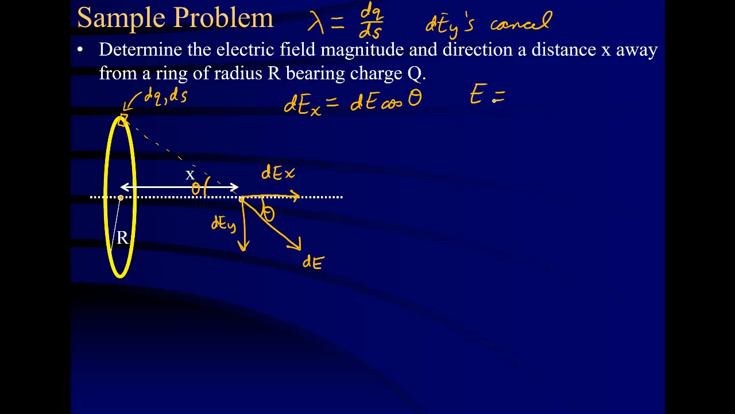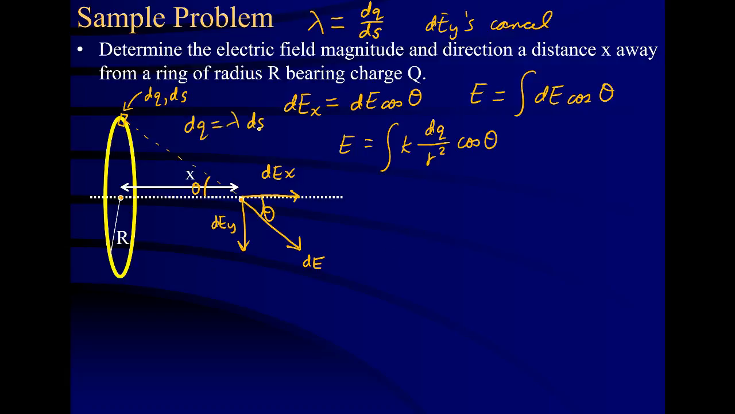So the electric field is going to be the integral of dE cosine theta. Now remember that dE is k dq over r squared cosine theta. And again, we need to convert this so that we have all the same variable. Okay? So one thing that we're going to do with dq is we can write that dq is equal to lambda ds. So that means that this field is going to be k and then lambda ds.